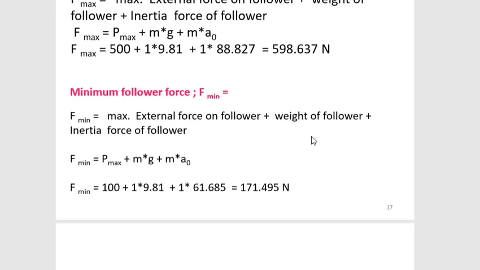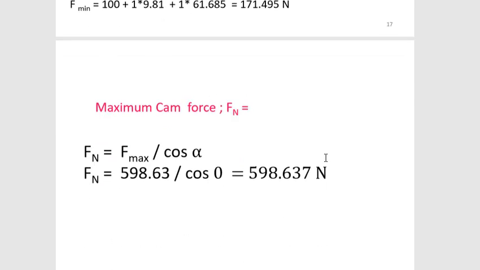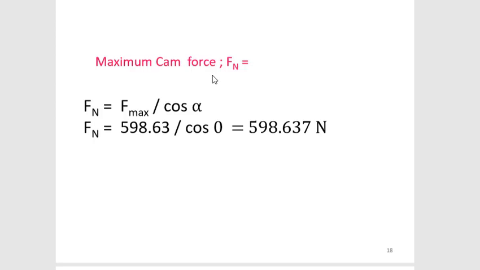Now after calculating the maximum follower force and minimum follower force, we would like to calculate the maximum cam force, which is represented by Fn. Now Fn is F max upon cos alpha. Since for maximum acceleration alpha is 0, Fn is equal to F max.